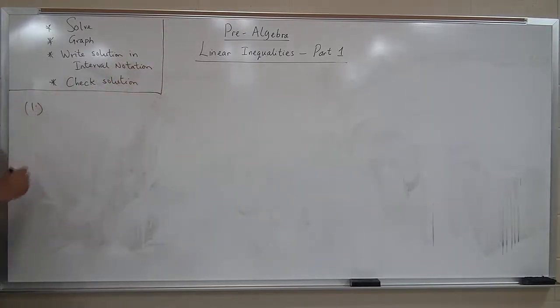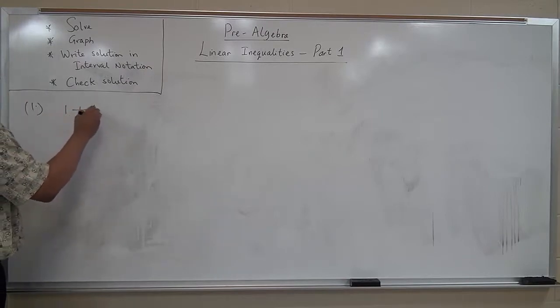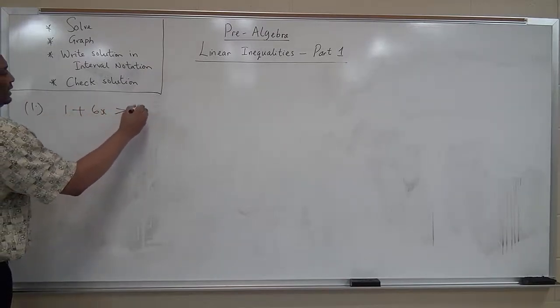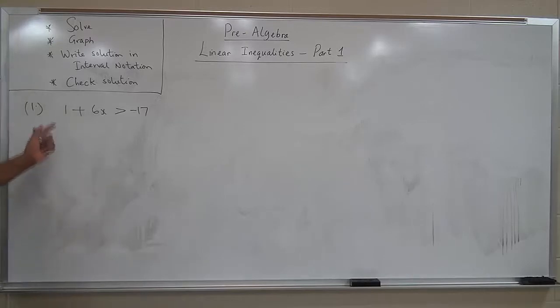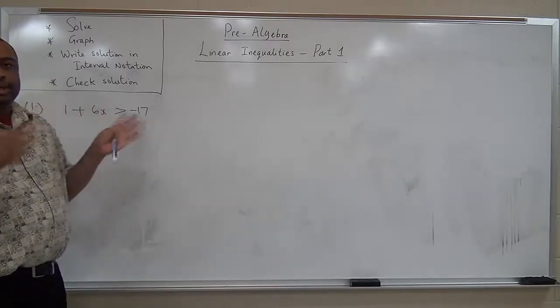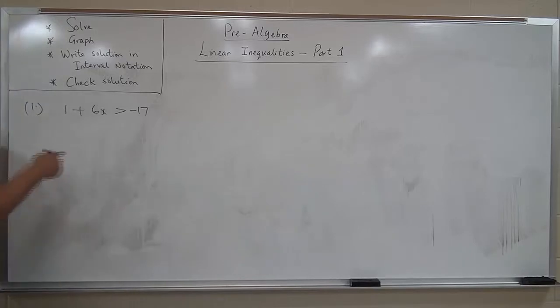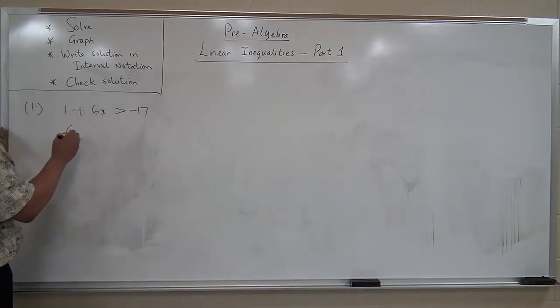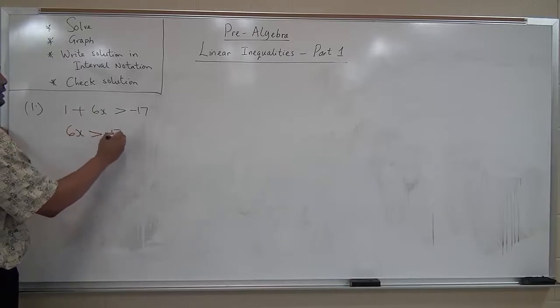Question 1. 1 plus 6x is greater than negative 17. So the same thing we do as you solve an equation. I will solve this using 2 methods, and then I will be using 1 method for the rest of the questions. If I'm using the method I like best, I will move this 1 over here. So 6x is greater than negative 17 minus 1.